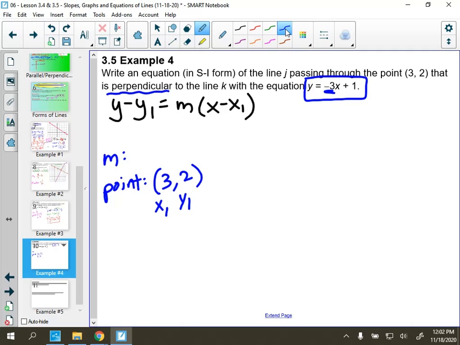Like -3 is the slope of that line for sure. If our setup said parallel, then 100% I would use -3. But because it told us we need to be perpendicular to this line, I need to make sure that my line, if this is negative, mine should be positive. I can put a little positive if I want. And I need to flip that 3 over. So it becomes 1/3. It's positive 1/3.